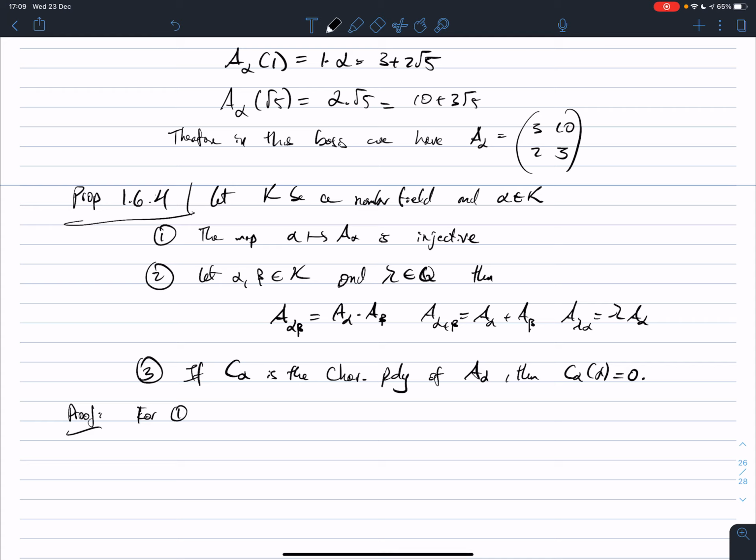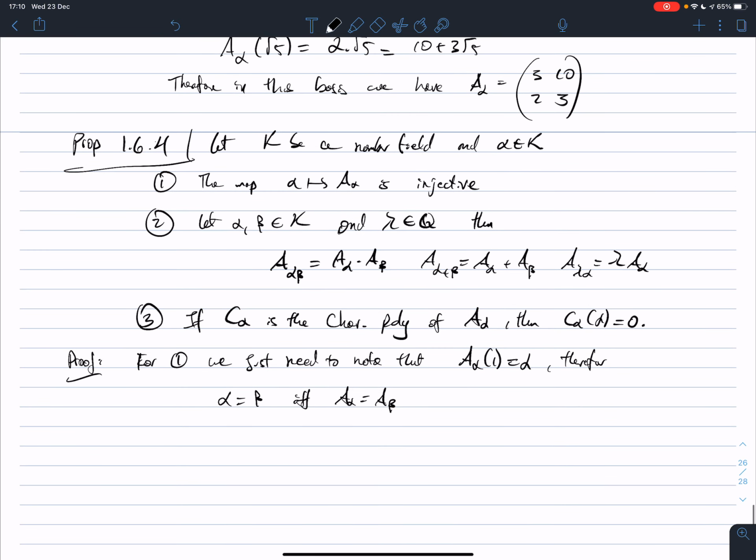For one, we just need to note that A alpha of 1 equals alpha. Therefore, we have alpha equals beta if and only if A of alpha equals A of beta, because they both have to send 1 to the same thing. So this proves injectivity.